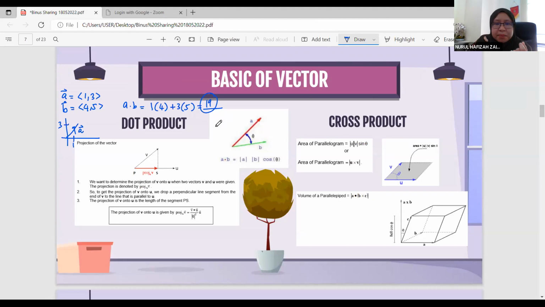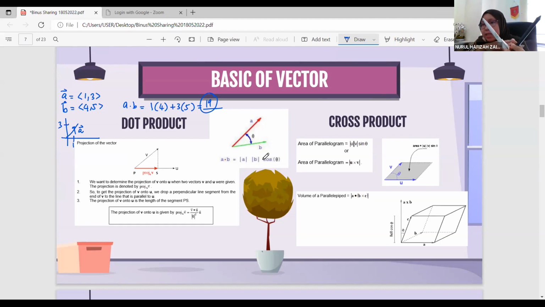There is one formula: A dot B is equal to the magnitude of A, magnitude of B, cosine theta. From here, we can find the magnitude of A, the magnitude of B, and also the angle. So in real life, maybe you have two pens. You have one pen and then you have another pen here. The question is, you want to find the angle between these.